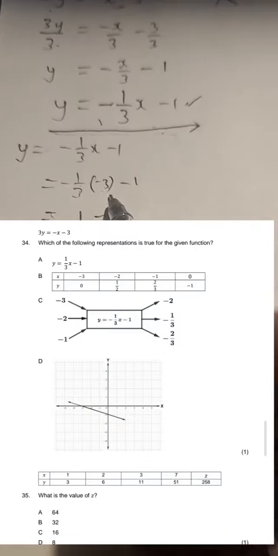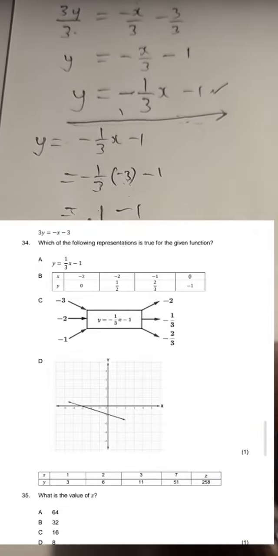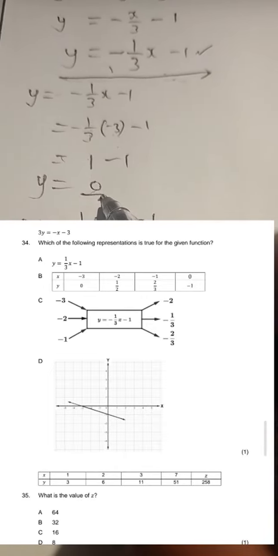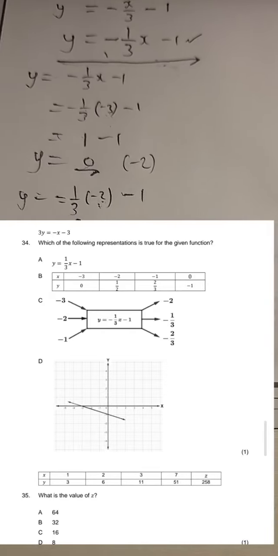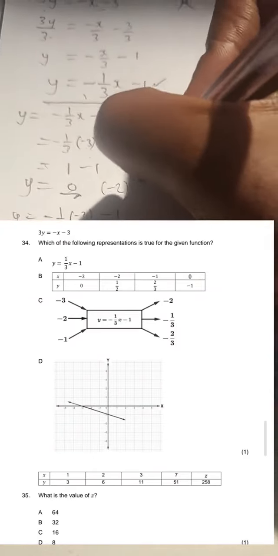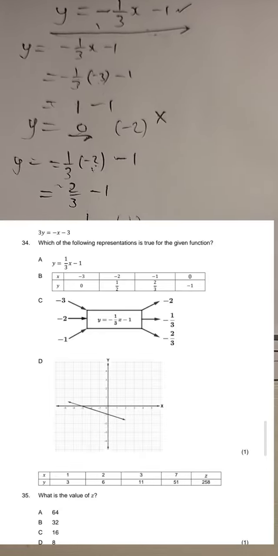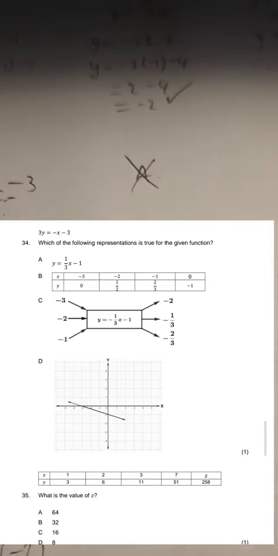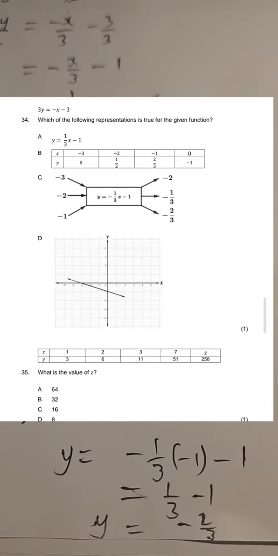The only problem is that when I substitute negative 3 in the rule, a negative times a negative is a positive, 1 over 3 times 3 gives me 1. 1 minus 1 is 0. I don't get the output, which is negative 2, that I'm expecting to get as I see in the flow diagram. So that means that this flow diagram is not a representation of this function. It's not. So we've ruled out A. It's not A. We've also ruled out B. B, the table does not work.